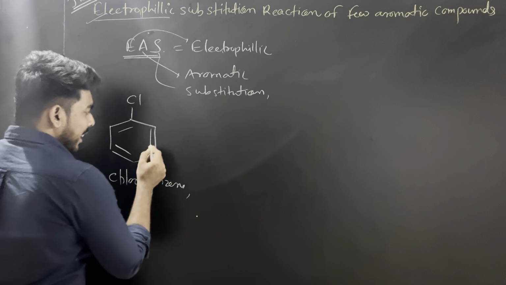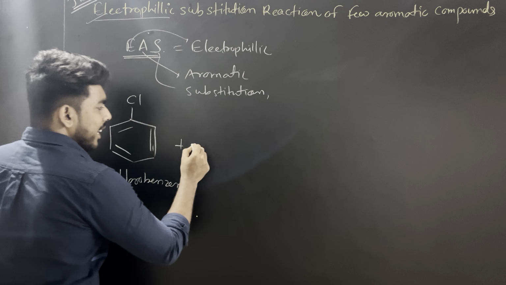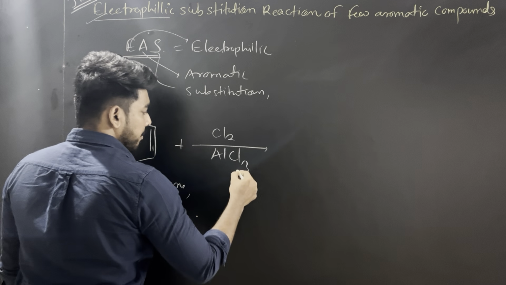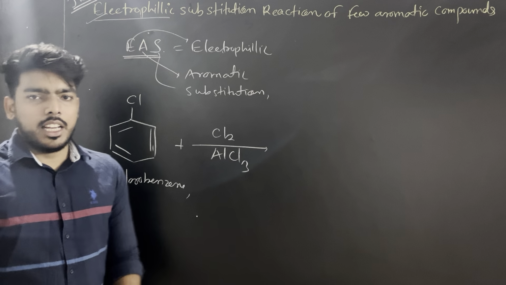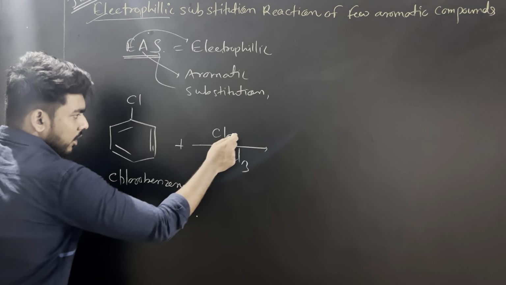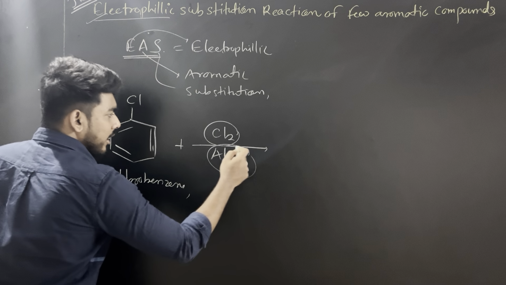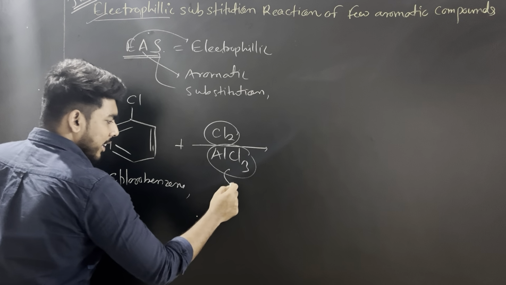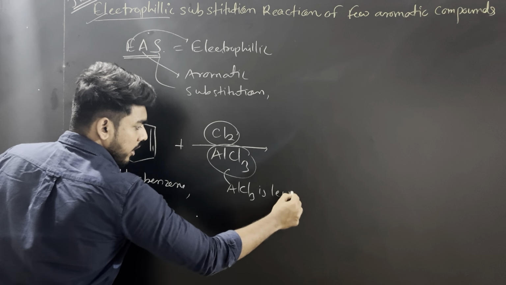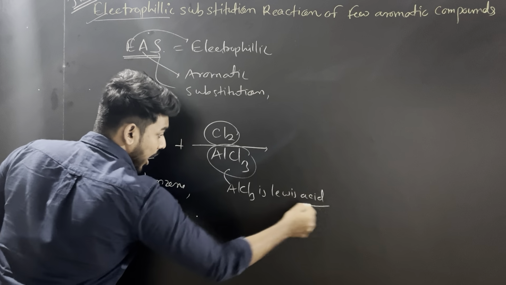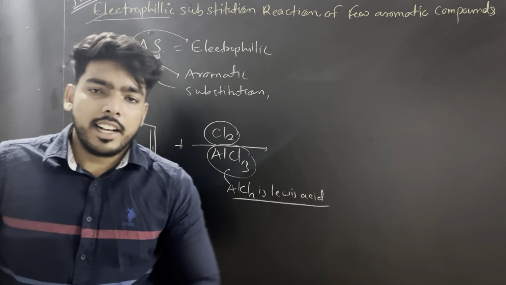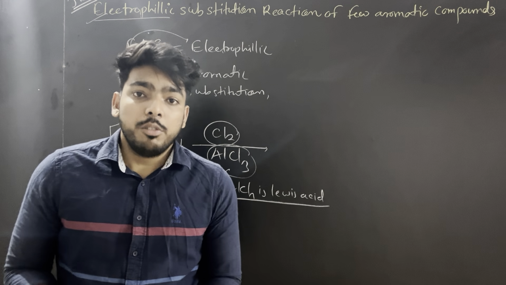If I react this chlorobenzene with reagents like Cl2 and AlCl3, we all know that AlCl3 is a Lewis acid. I hope you understand what a Lewis acid is. A Lewis acid is a compound that accepts a lone pair of electrons.